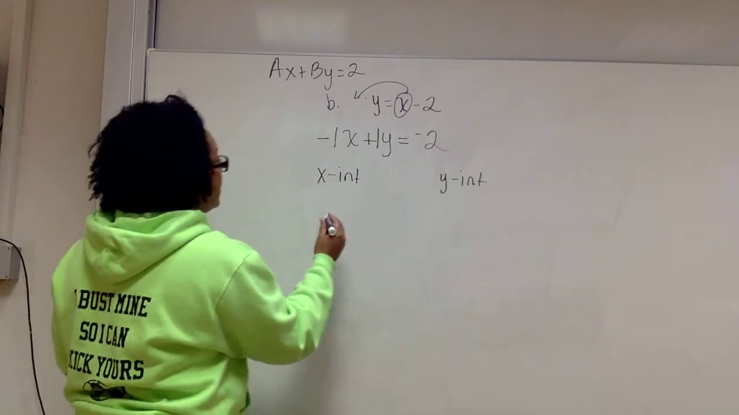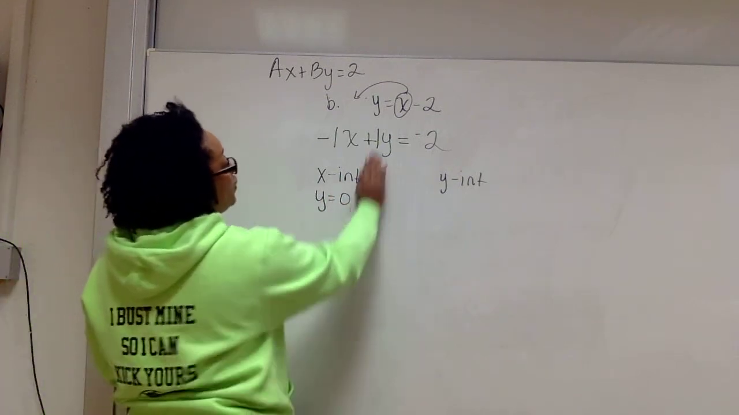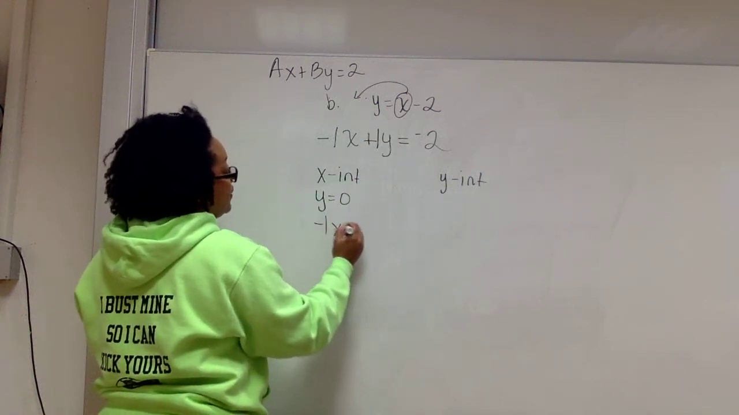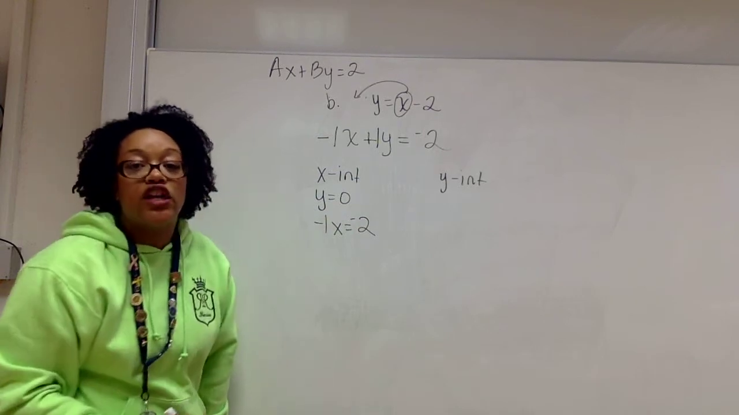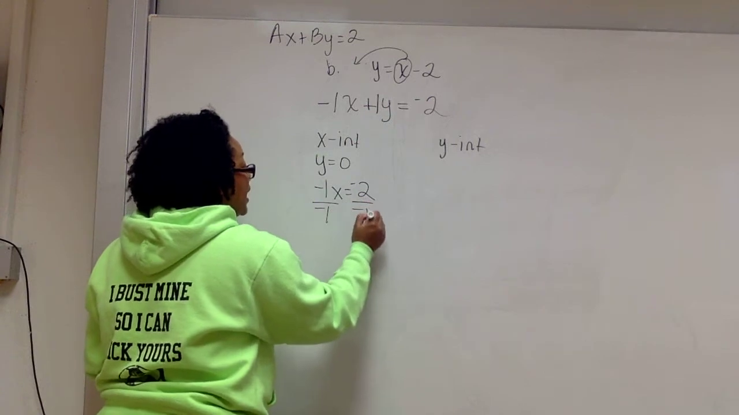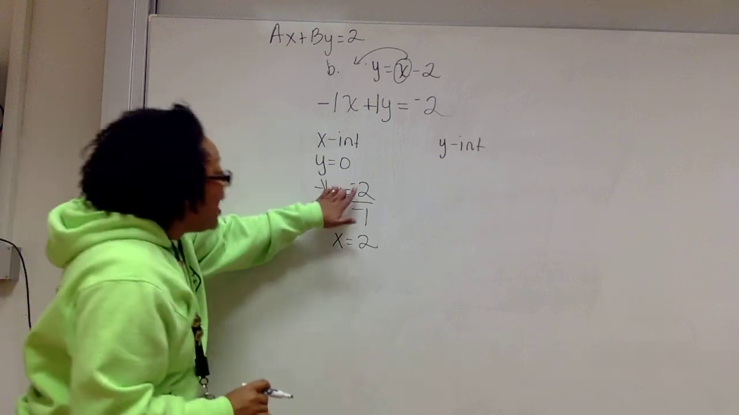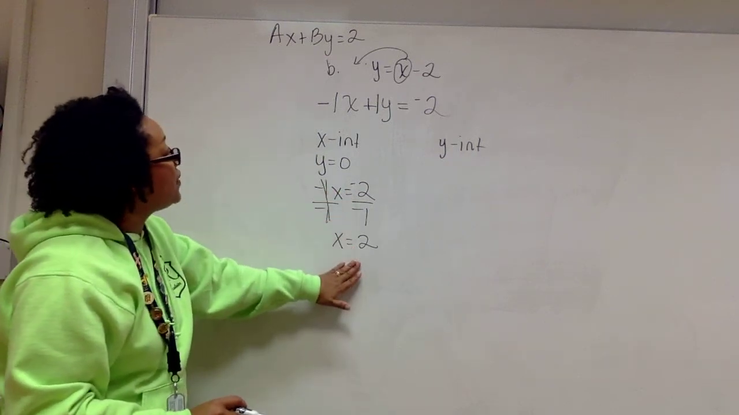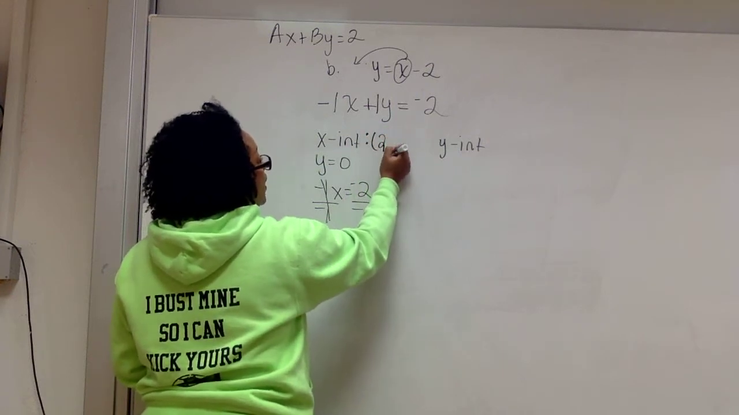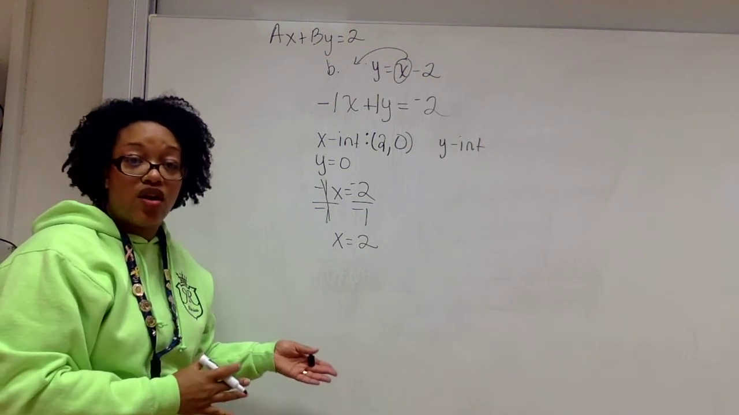So for my x-intercepts, you got to remember y is equal to 0. So if y is equal to 0, this whole term is gone. You're left with negative 1x equals negative 2. Well, what do you do from there? You divide by negative 1. X equals positive 2, because negative 2 divided by negative 1 is a positive 2. So your x-intercept is 2, 0. Okay? That's what we're going to plot on our line.